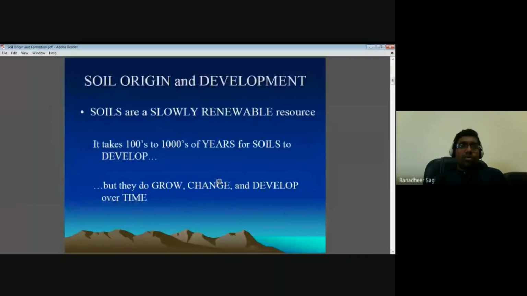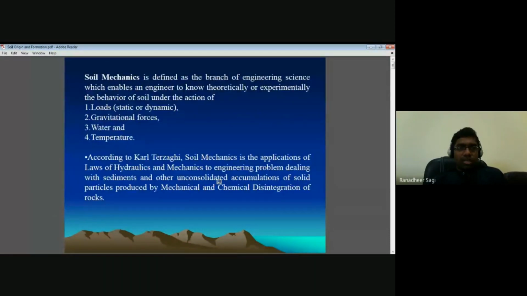So what exactly is soil mechanics all about? You can go through those particular points which I have mentioned. Soil mechanics is defined as a branch of engineering which enables an engineer to know, theoretically or experimentally, the behavior of soil under the action. What action are you going to have?